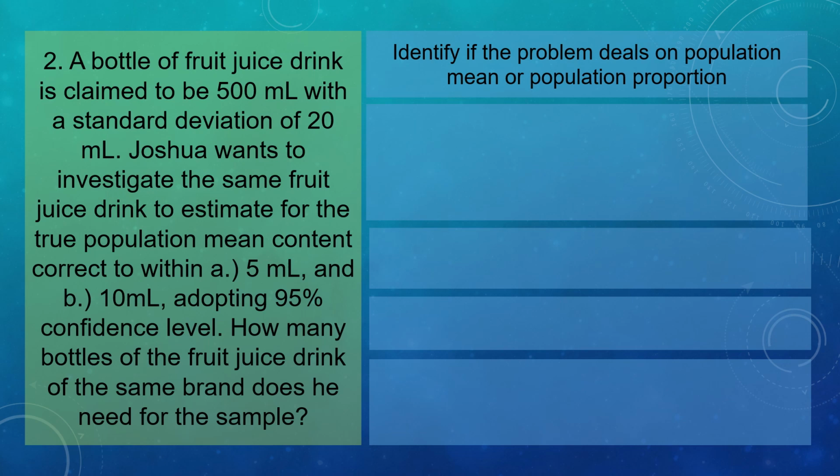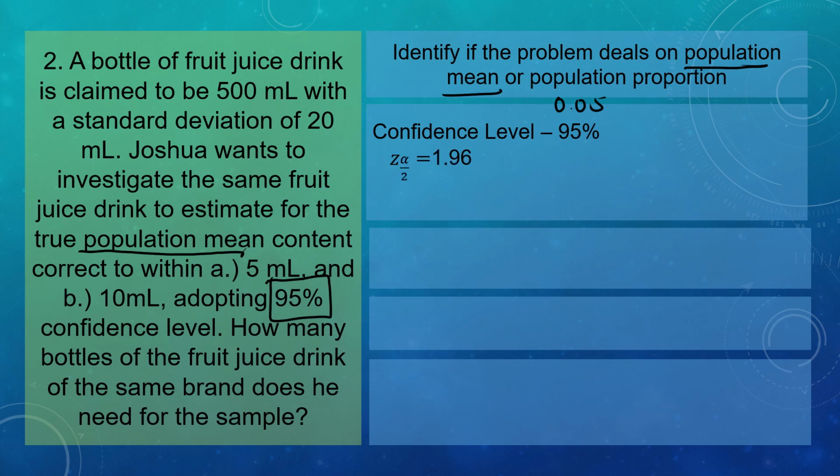First, identify if the problem deals with population mean or population proportion. As you can see, we're dealing with population mean. Now let's identify the confidence level. The confidence level is 95%. Since we're dealing with 95%, we already know that the level of significance is 0.05. Now, as you can see on the distribution table, z sub alpha over 2 under 0.05 is equal to 1.96.